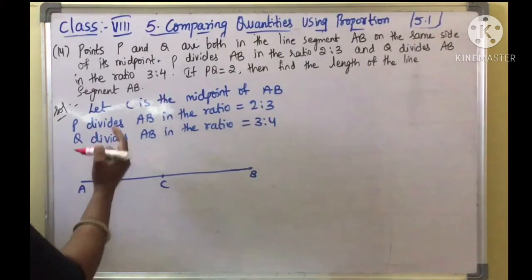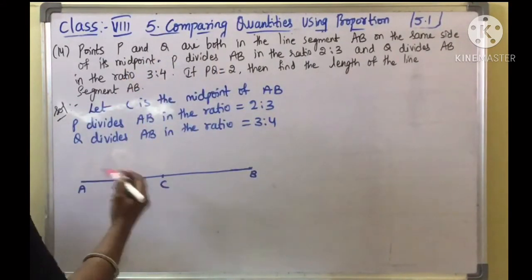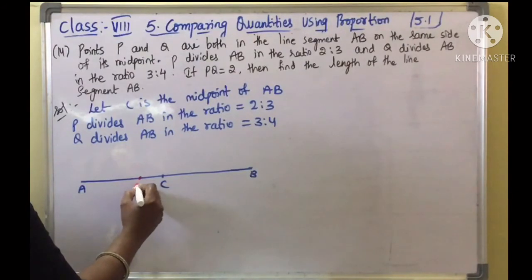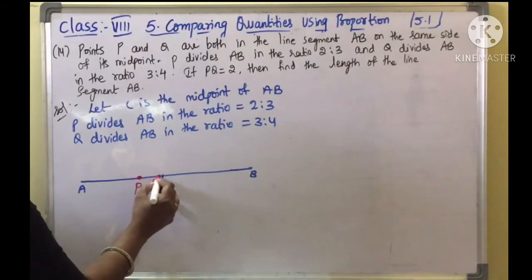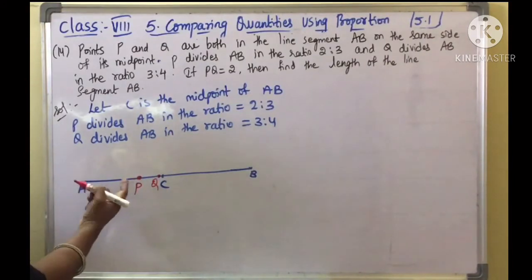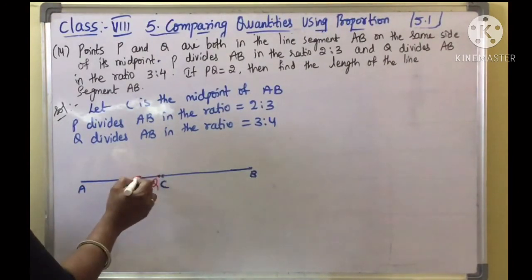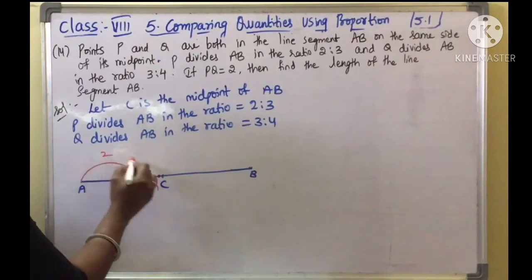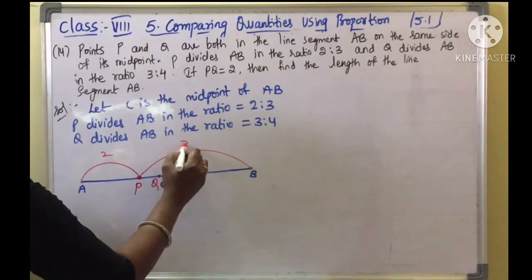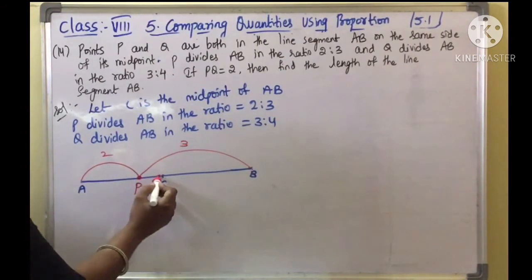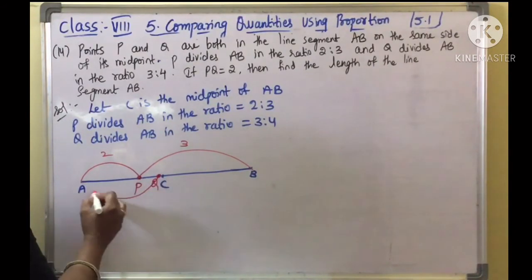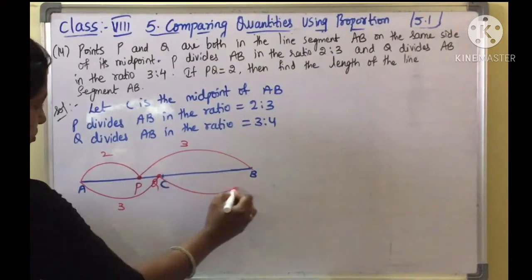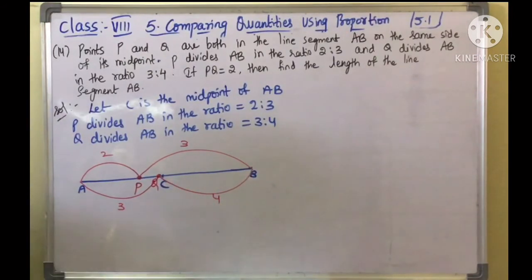and he is given that P and Q are on the line segment. So here you will write P and Q. Okay, P and Q. Now P divides AB in the ratio 2:3 means it is 2 parts and it is 3 parts. It is dividing 2:3. Whereas Q divides in the ratio 3:4 means from here to here it is 3 parts. From here to here it is 4 parts. Okay.